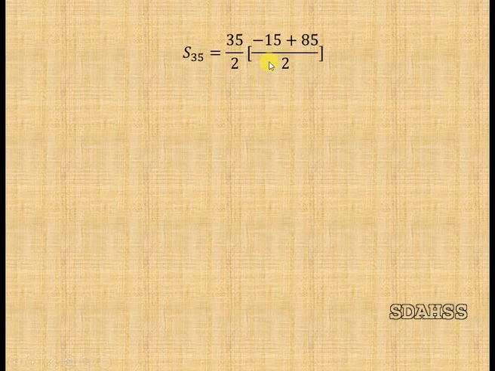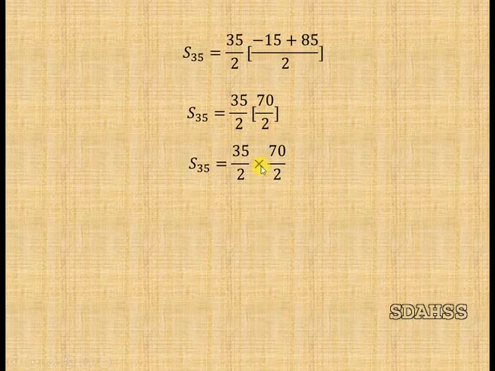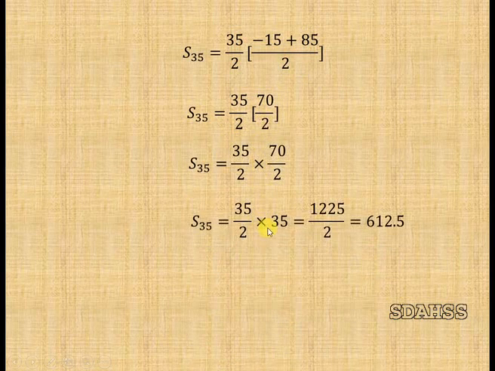35 by 2, the LCM is 2. You keep the numerator as it is, minus 15 plus 85, which is equal to 35 by 2. 85 minus 15, 70, 70 by 2. Cancel the numerator and denominator by 2 tables, so you have 35.